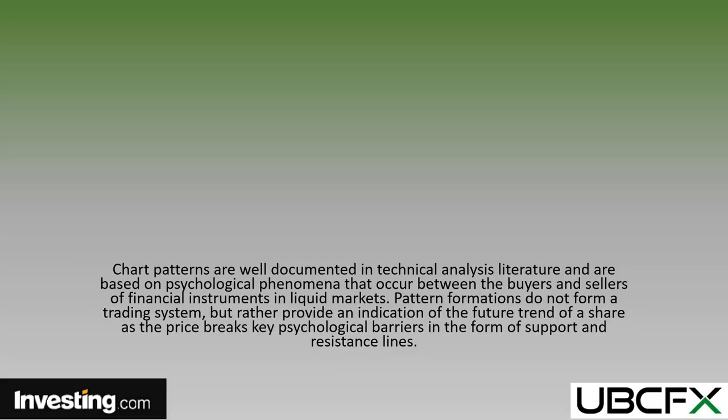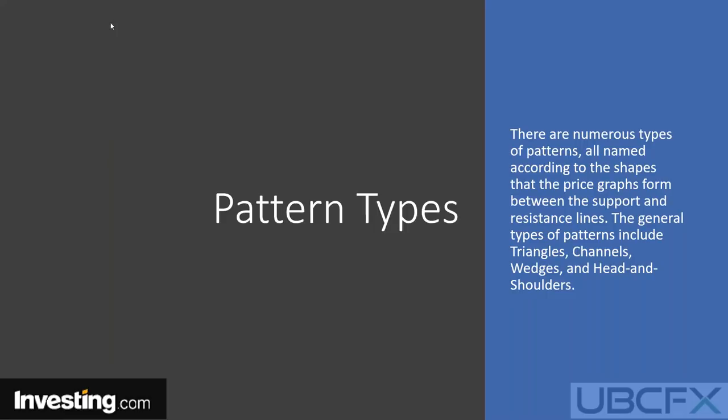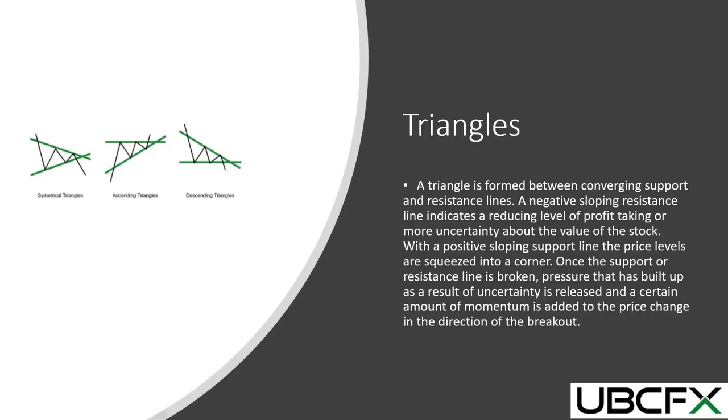Pattern formations do not form a trading system, but rather provide an indication of future trends of an asset as it breaks key psychological barriers in the form of support and resistance lines. There are numerous types of patterns, all named according to the shapes that the price graph forms between support and resistance lines. The general types include triangles, channels, wedges, and head and shoulders.